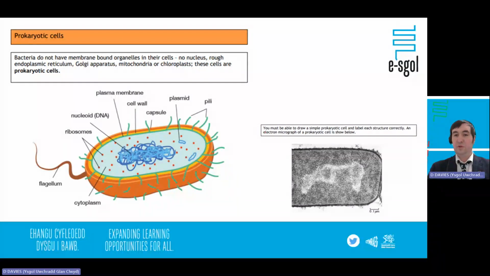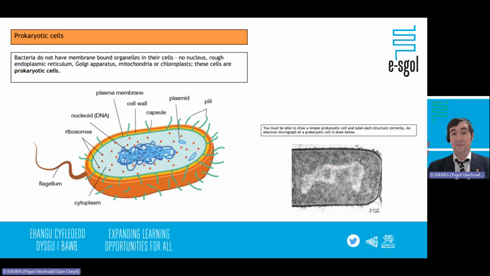Okay, here, you must be able to draw a simple prokaryotic cell and label each structure correctly. And this is an electron micrograph of a prokaryotic cell. Now I know it looks like an old black and white TV screen. I'm showing my age there. It just looks like a fuzzy mess, doesn't it?